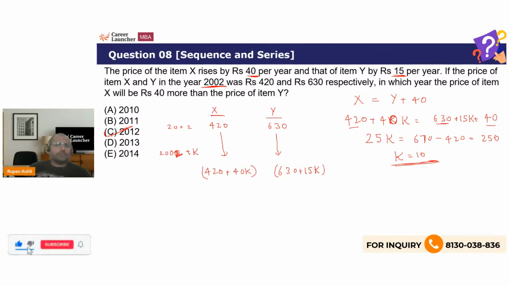So just a simple AP, right, an arithmetic progression in which the two commodities, their prices were moving, so you had to just frame this equation and get the time period, right?